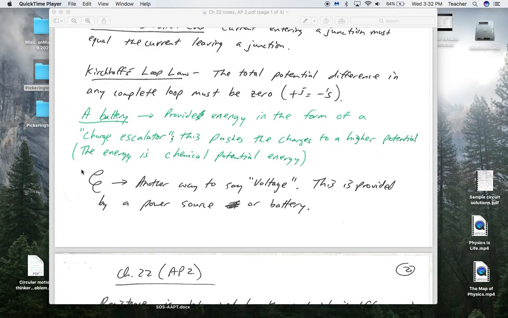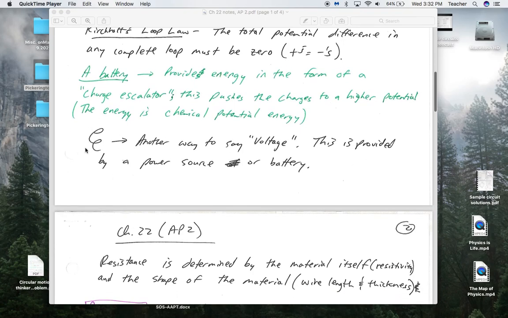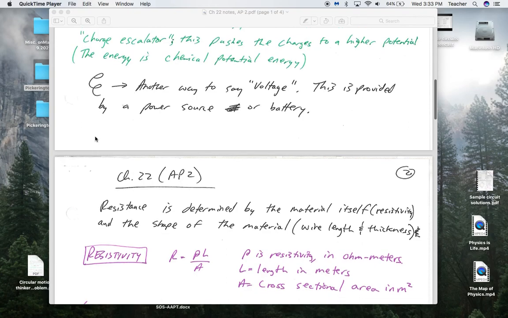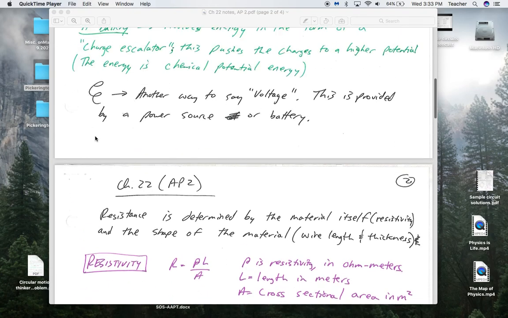This is another symbol for voltage. It's an EMF. It is the energy per charge provided by a power source or battery. There are certain times we'll use that as opposed to V for voltage, but you should just be able to recognize that at this point. It stands for EMF, which in the old-timey days stood for electromotive force, but then they realized that it really isn't a force, it's a potential difference of energy.